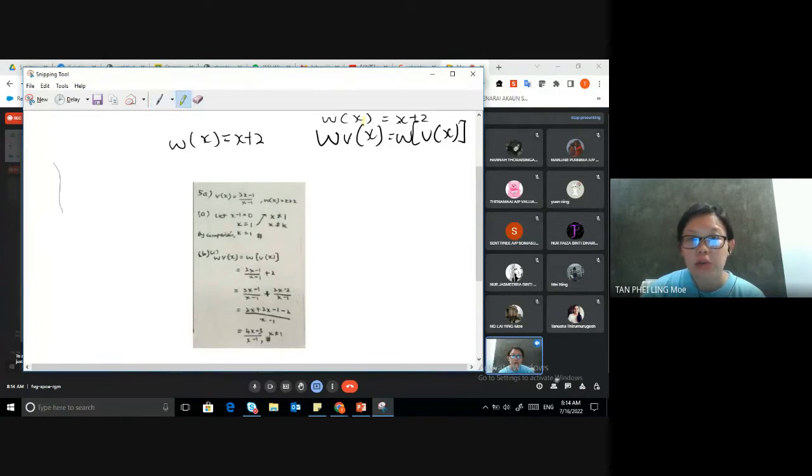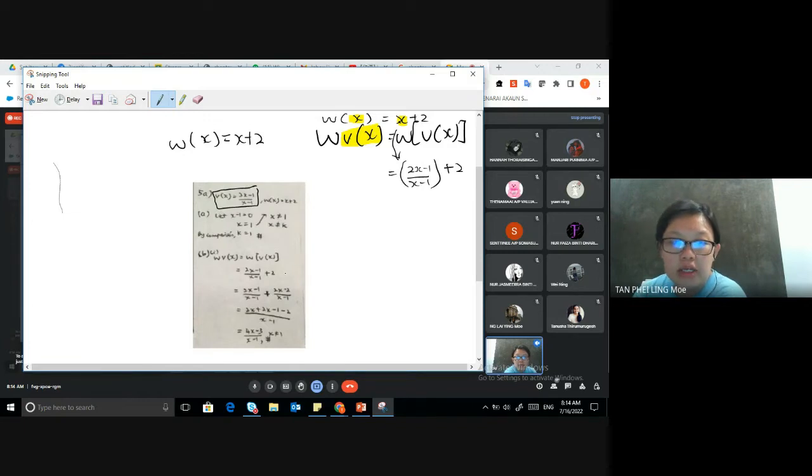So now, when your X becomes the whole Vx, your X also has to be the whole Vx. Initially it was X plus 2, but now X has become the whole Vx. So what is the whole Vx? The whole Vx is given here, right? 2x minus 1 over x minus 1. So put it in. You can see this is how I solve it.